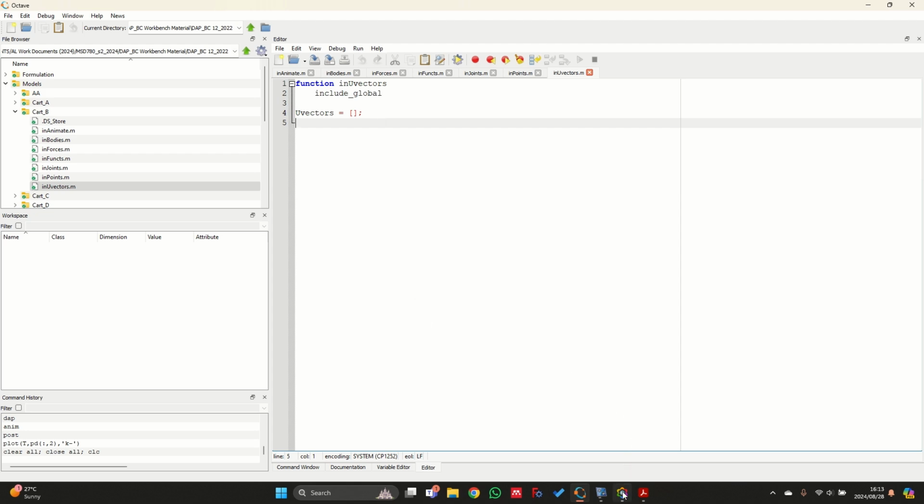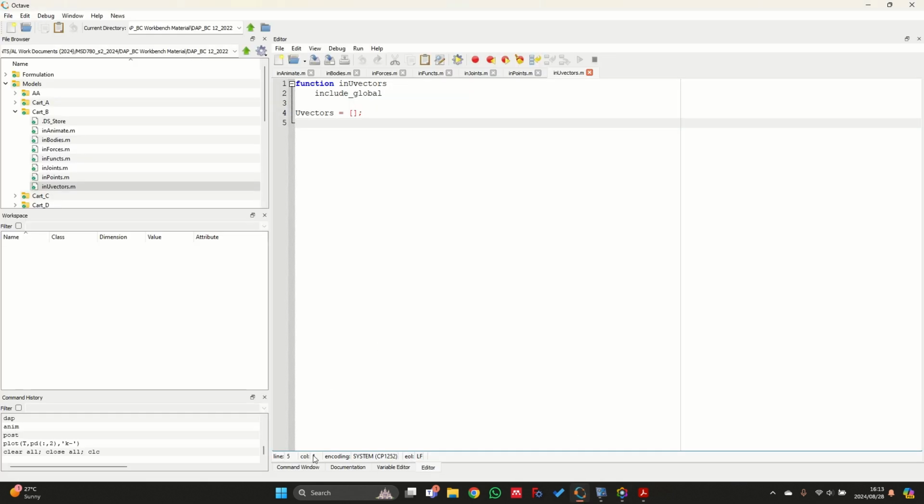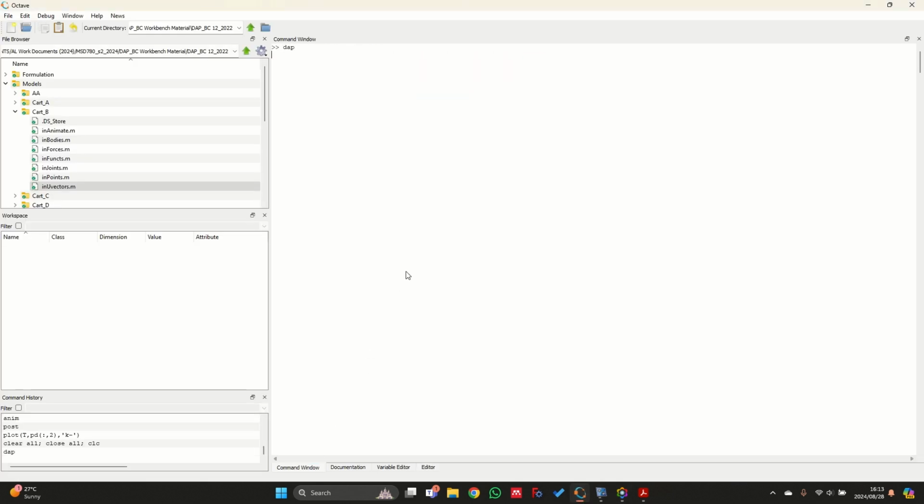Okay, so with that now done, it says that we need to execute DAP and then execute anim and observe the animation of the response. So if I do that, I'm just going to type in DAP card underscore B, and then yes, I want to correct the initial conditions, and what I now notice is that x dot, y dot, and phi dot are all equal to 0, and that is indeed what I expect. I do expect some acceleration from 0 radians per second to minus 2 pi radians per second.